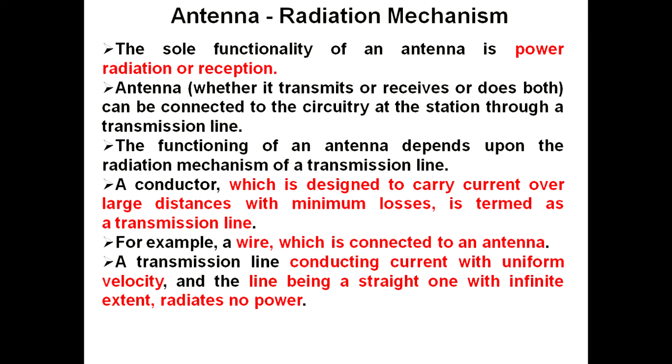A transmission line conducting current with uniform velocity, or a straight line without any discontinuity and of infinite extent, cannot radiate power. So a transmission line with uniform velocity current and a smooth surface without any discontinuity cannot transmit power over a long distance.